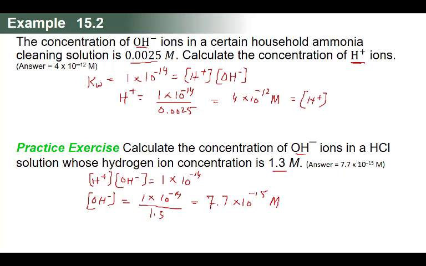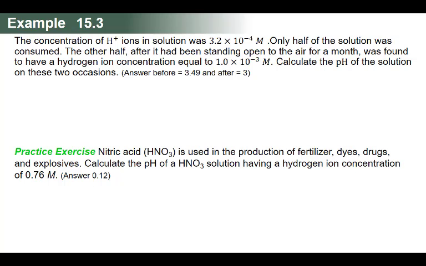Now the second example, the concentration of hydrogen ion in the solution was here. Only half of the solution was consumed and half remained. After opening the bottle, the hydrogen ion concentration was found to be this. So before opening the bottle the concentration was this, and after opening the bottle the concentration was this. And calculate the pH of the solution for both before and after. So we can divide this question into two.